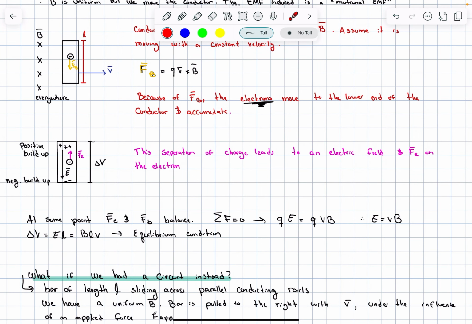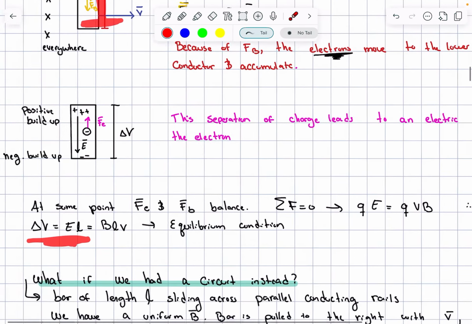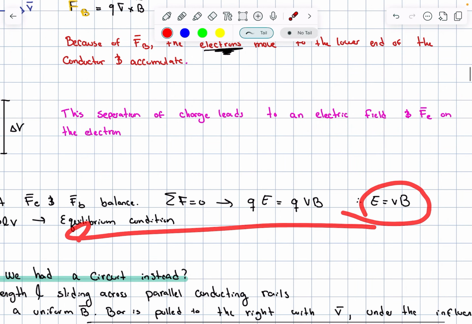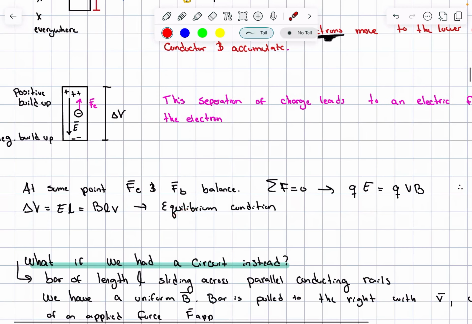The question could be then, at what potential do we reach equilibrium? We know that delta V, the potential difference between these two points, is just E, the electric field, times the distance separating our charges. That's from our capacitors lessons. So we get delta V is equal to E times L, because in this case, the distance here is L. Then we just get E is equal to v times B, bring it over here, and we get delta V is equal to BL times v.